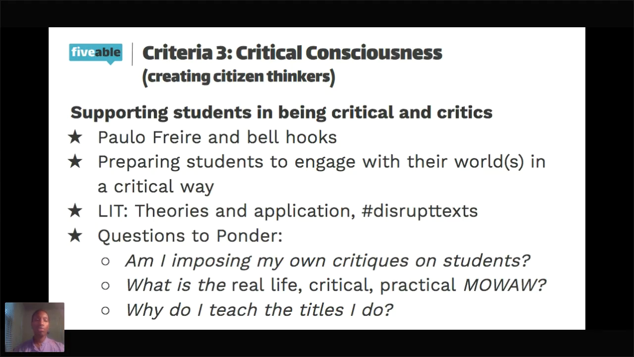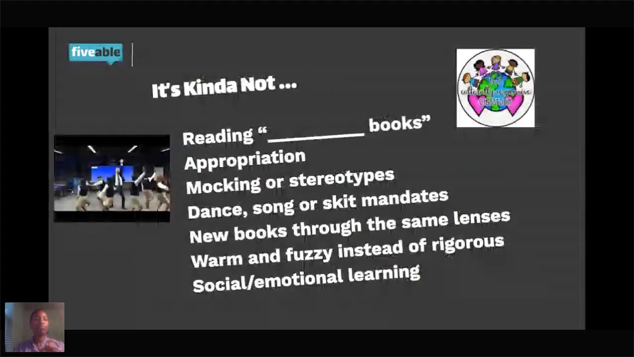So those are the three bottom foundational criteria: that you're creating thinkers, that you have a collective academic culture of achievement, and that you are creating a cultural competence that you have for yourself and that you're teaching from a cultural competence. So I want to talk really quickly about what it's not. So this might be a little controversial. I don't know. But first of all, it's not reading blank books.